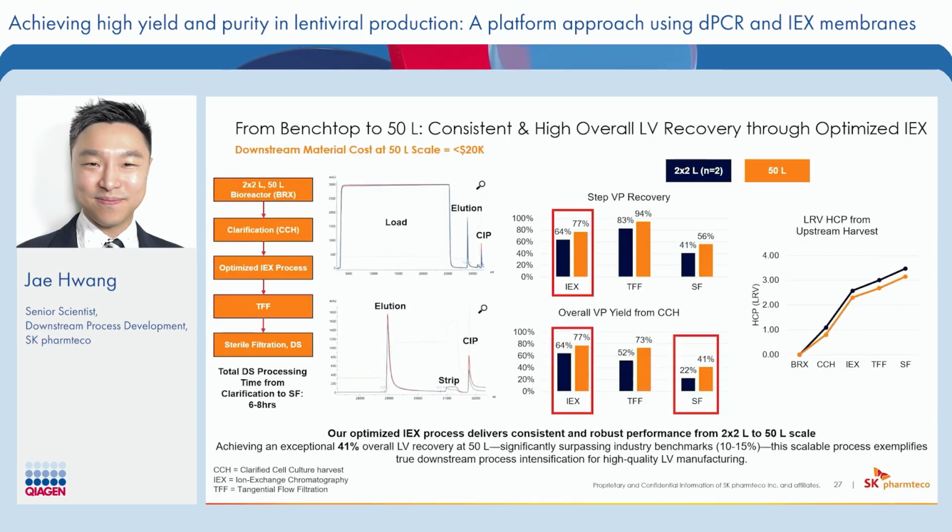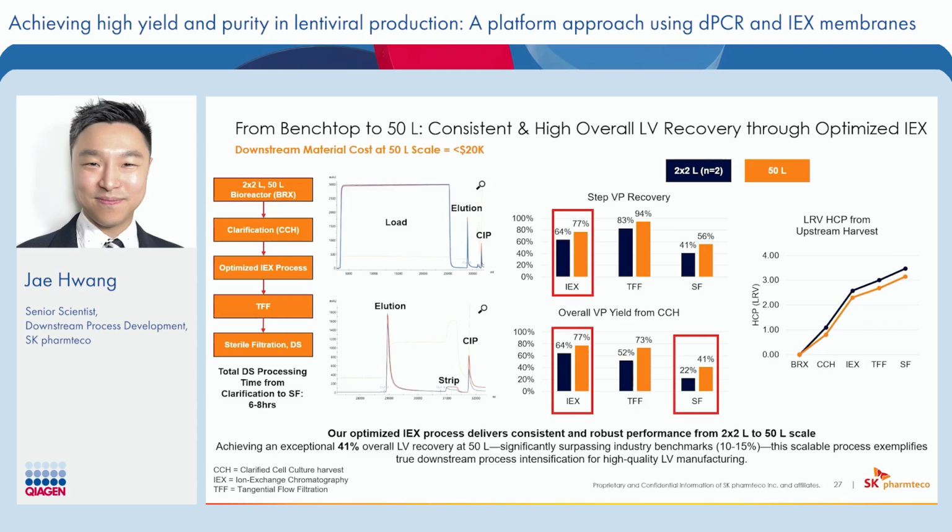So here's our result from the 2 by 2 liter and 50 liter scale runs. As you can see from this slide, we achieved high IEX step yields of 64% from 2 by 2 liter runs and 77% at the 50 liter scale, exceeding the industry benchmarks of 30% IEX step yield. With this optimized IEX process, we achieved an exceptional 41% overall lentiviral vector yield at the 50 liter scale after sterile filtration, while effectively removing the majority of host cell proteins.